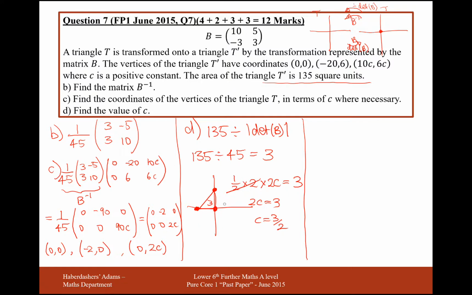So what we've used here is the theorem that when you transform a set of coordinates by a matrix, the area scale factor multiplier is the determinant of B, but we were working backwards, so we had to divide by the determinant of B. That's how we got the area of 3. Okay, in total that question was 12 marks.